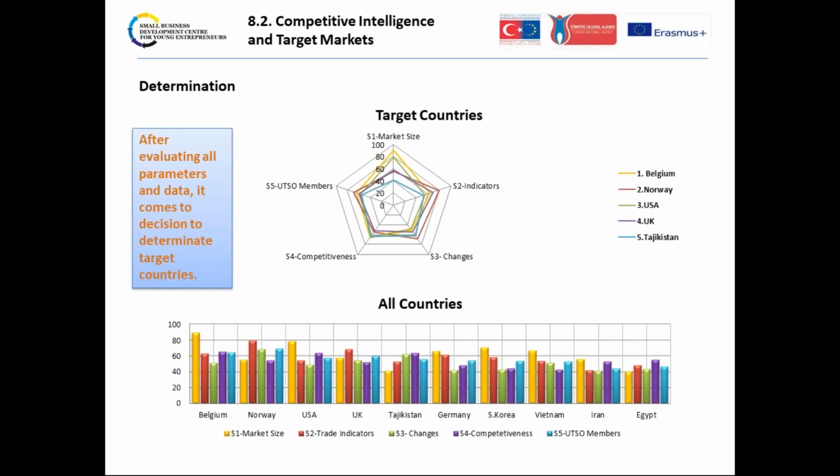Also, you can move on like this. After you evaluate the parameters, you can create a kind of map, a kind of graphic, and then you can see graphically which are the important countries.